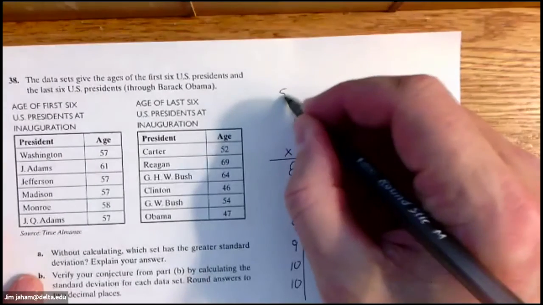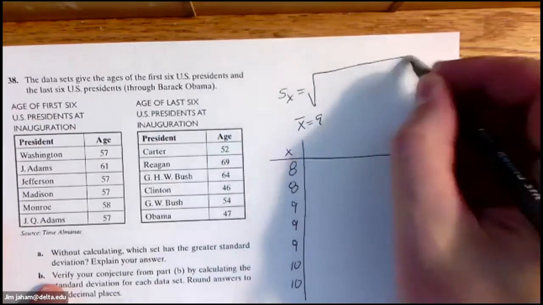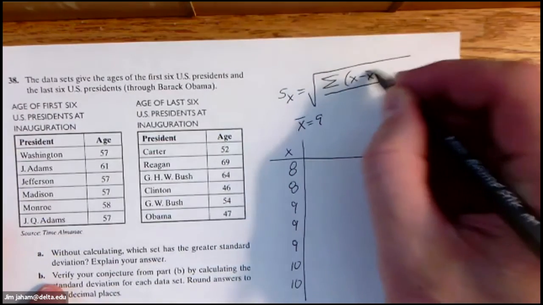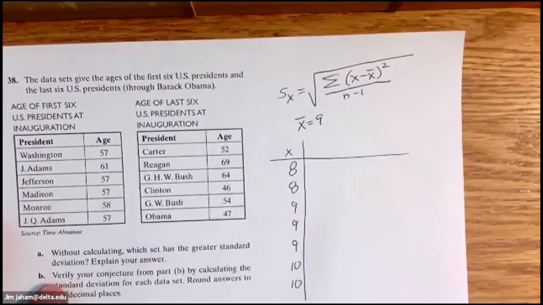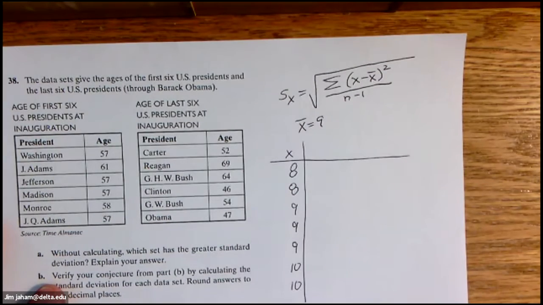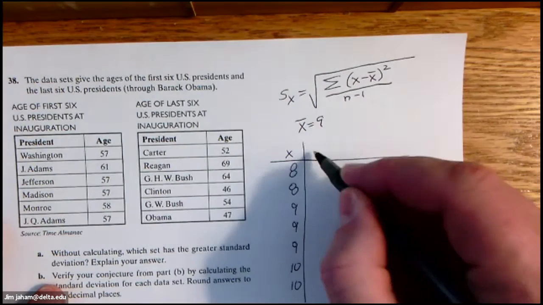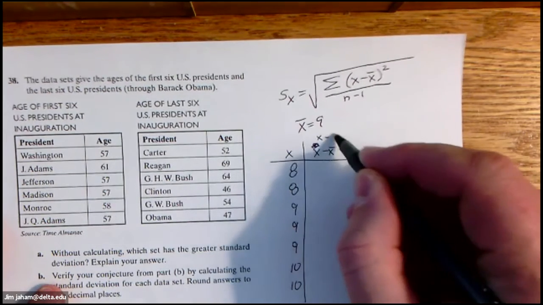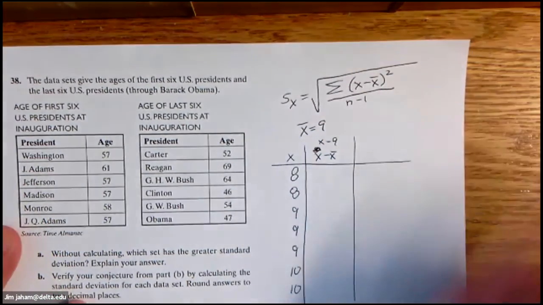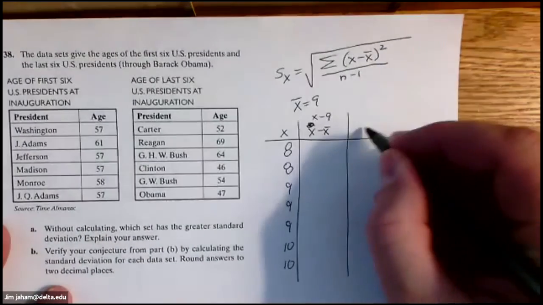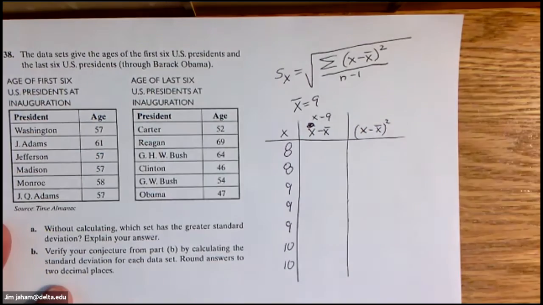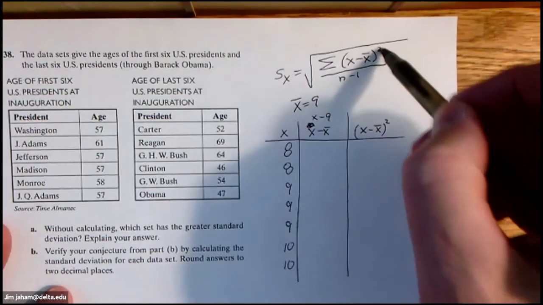Here's what I'm going to build. I'm going to build this formula for the standard deviation. It's the sum of the squared deviations from the mean divided by n minus 1, all under a square root. So I'm going to have 2 additional columns. I'm going to have x minus x bar, which is the data value here, minus 9, because we know what x bar is. The next column, I'm going to take all the numbers in the previous column and square them to get the squared deviations, because that's what appears right here.